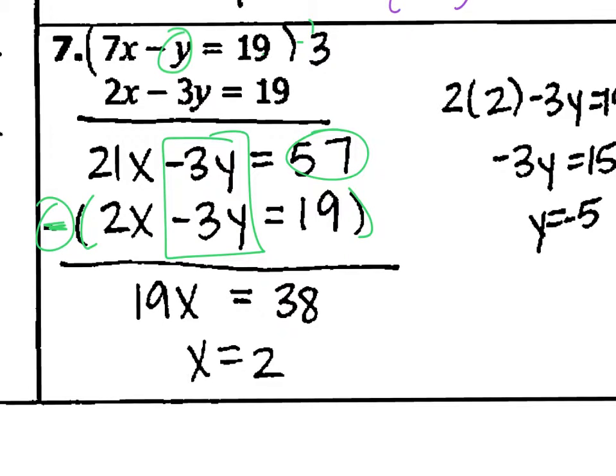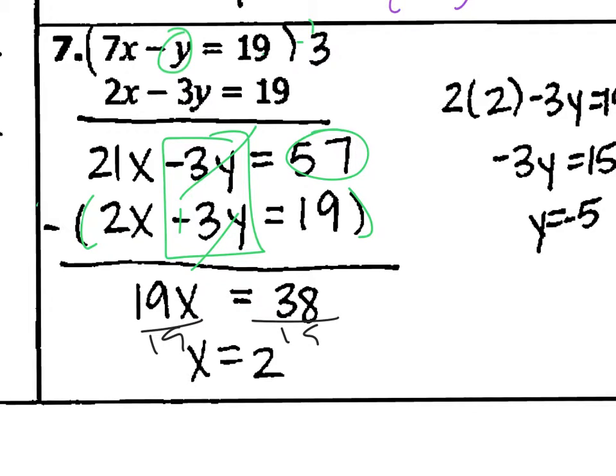So 21 minus 2 is 19. Negative 3 minus a negative 3 makes that a plus, and those cancel out. And then finally, the last thing is 57 minus 19, which is 38. When you divide by 19, you get x equals 2.